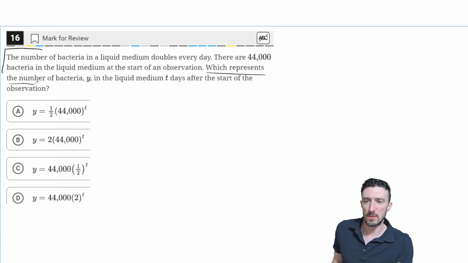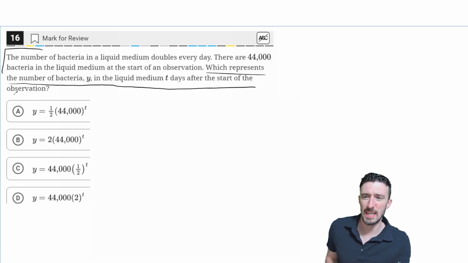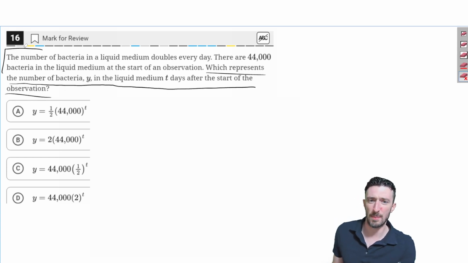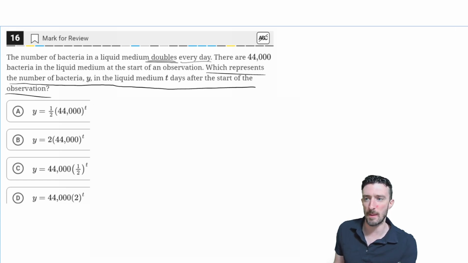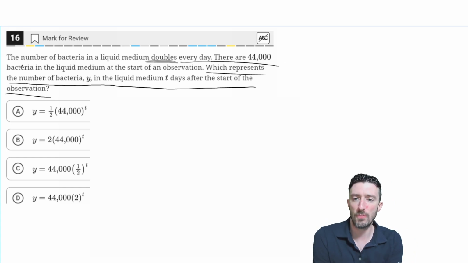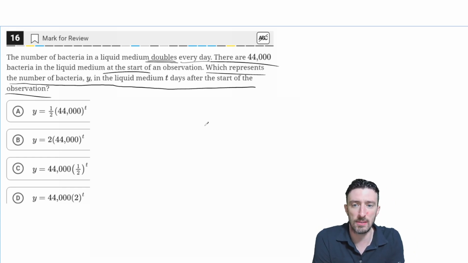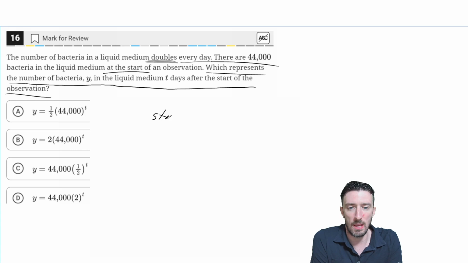Which represents the number of bacteria Y in the liquid medium T days after the start of the observation? Okay, well, now I got to read the first sentence. Number of bacteria in a liquid medium doubles every day. Doubles every day. Okay, there are 44,000 at the start. All right, let's organize that information.